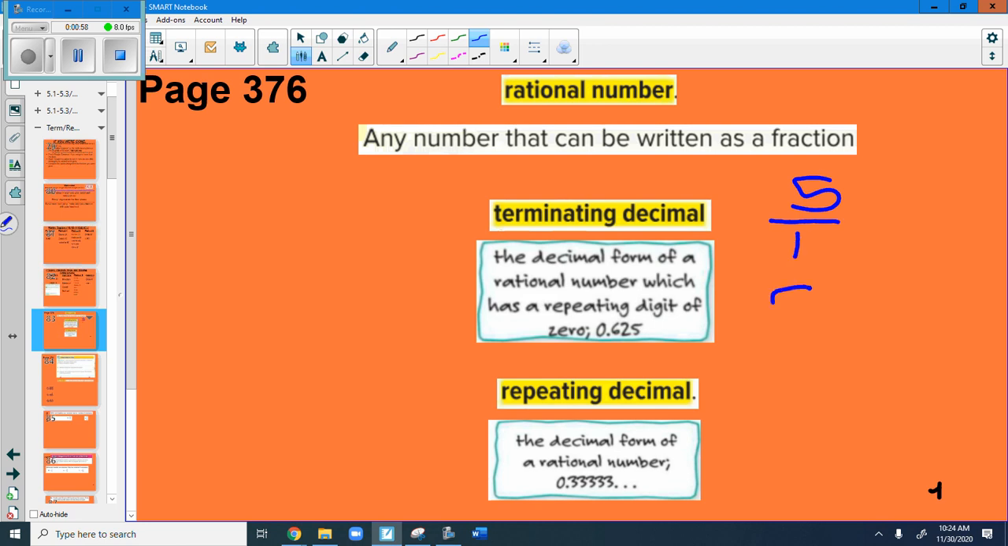Is 50% a rational number? Can 50% be written as a fraction? Yes, percents are always over 100 and then simplify. That's a fraction. What about 0.5?